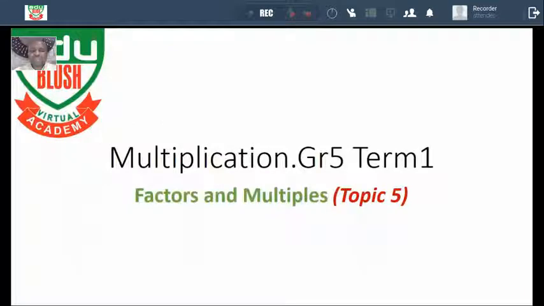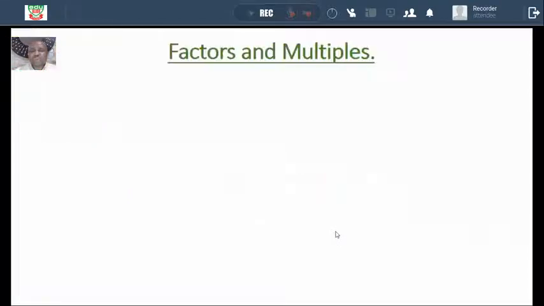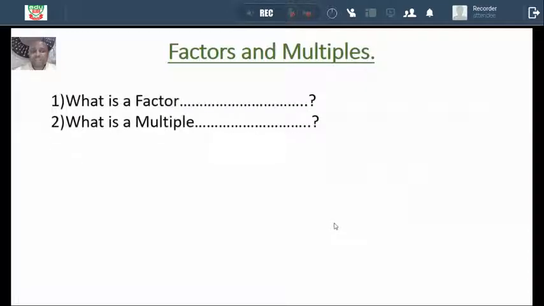Now, as we said, we're going to be dealing with multiplication, but our major thing in this topic is factors and multiples. So the first thing that you need to do as we're going to be talking about factors and multiples is to ask yourself, what is a factor and what is a multiple? It's needed that you know this. Once you know this, you'll be able to apply this.